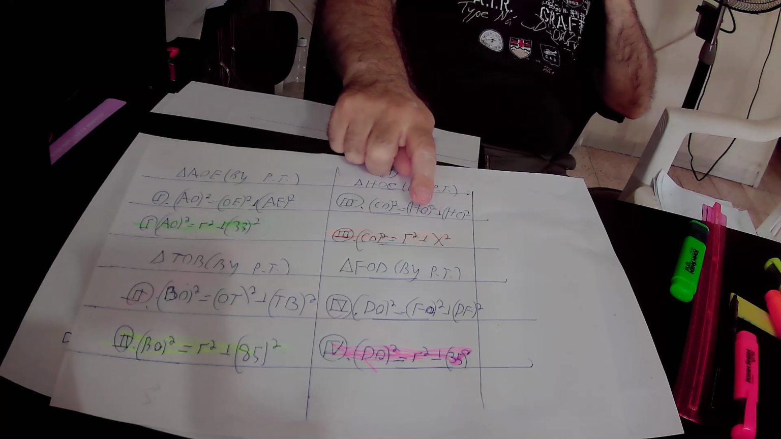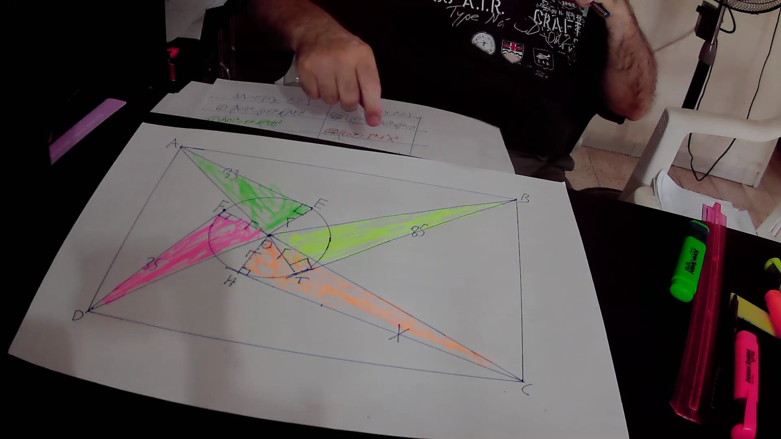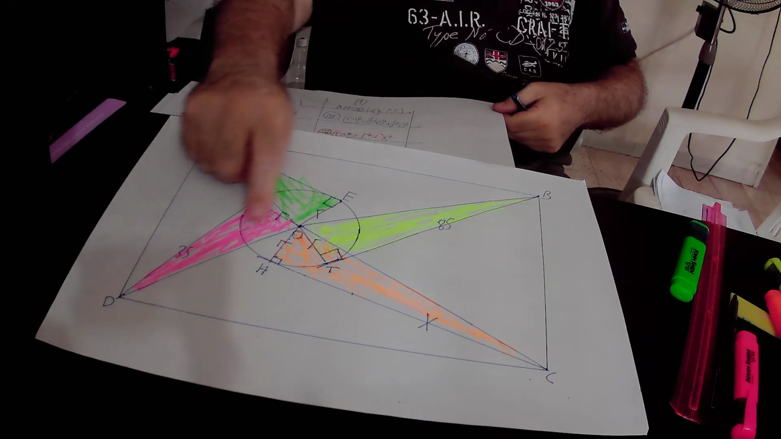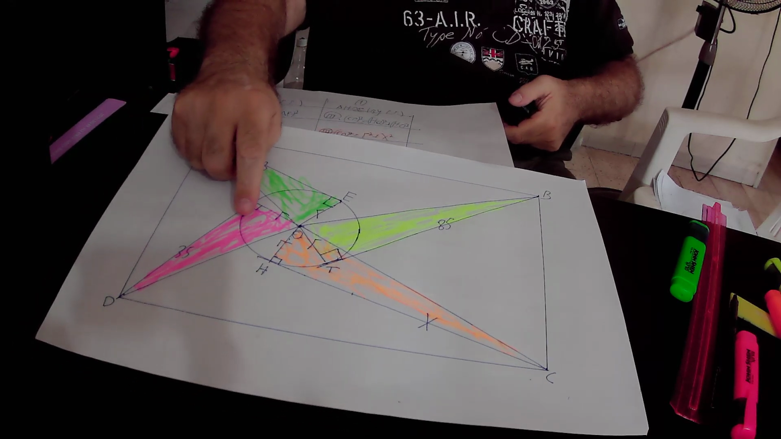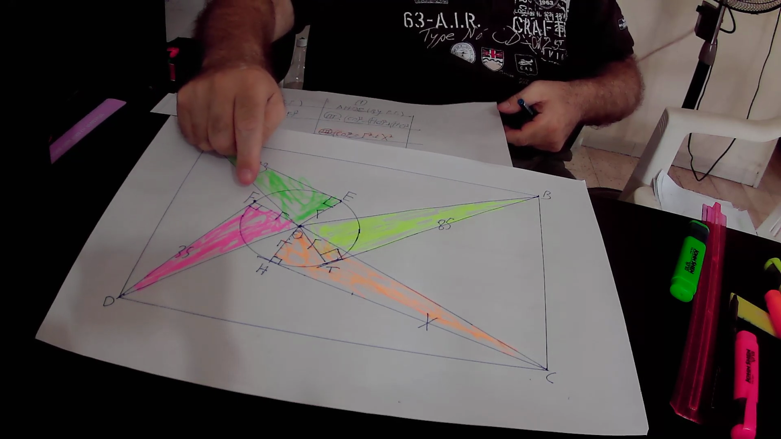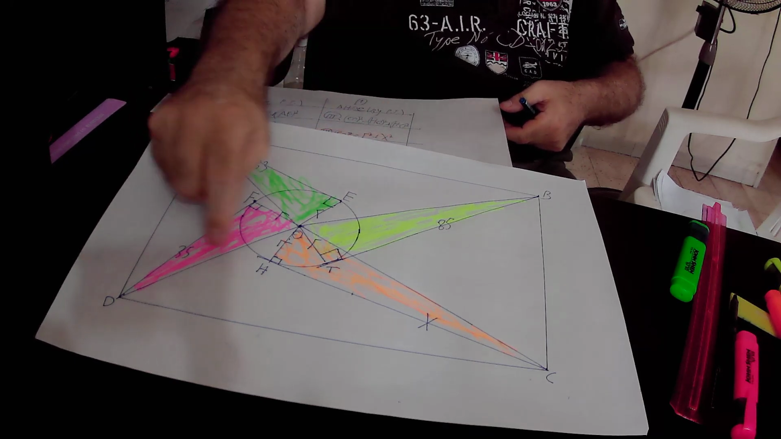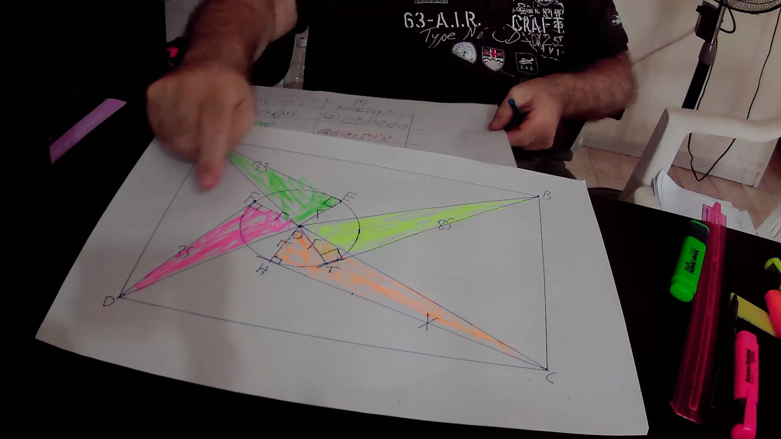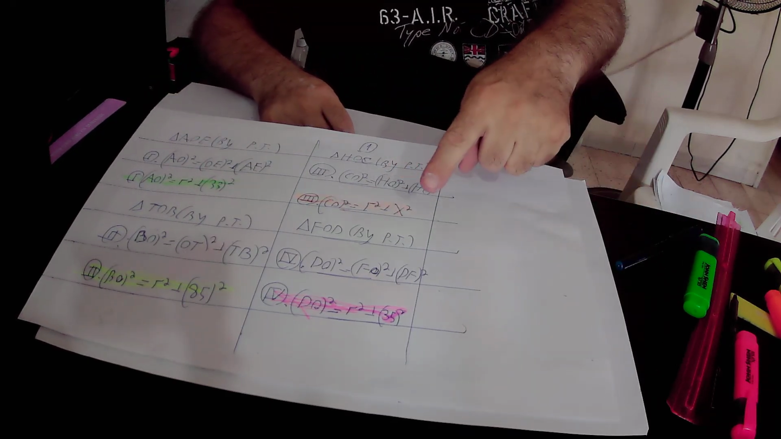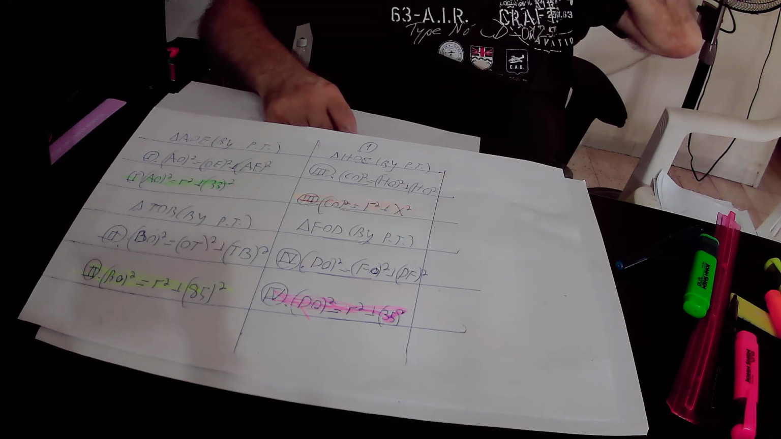And finally, we joined points D and O together by a straight line. In this way, we created the pink right triangle FOD. According to the Pythagoras theorem, DO square equals FO square plus FD square. Again, in the pink right triangle FOD, DO square equals FO square plus DF square.